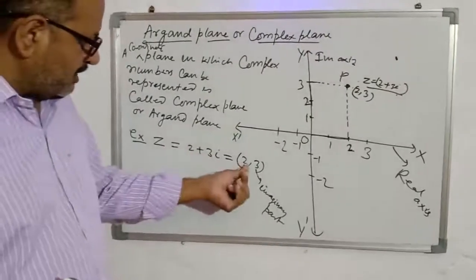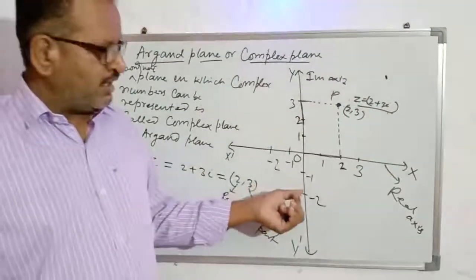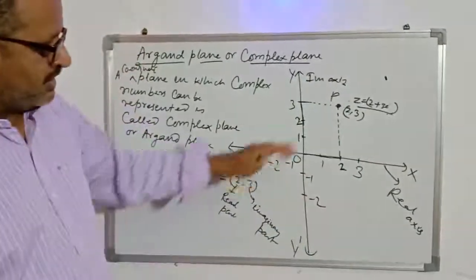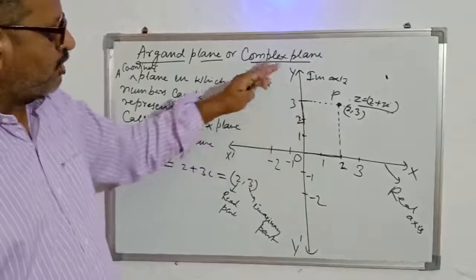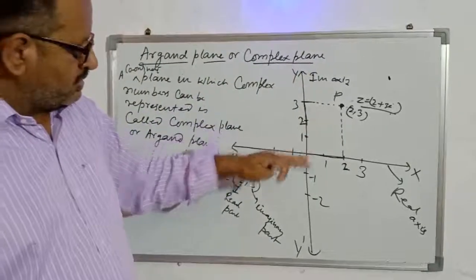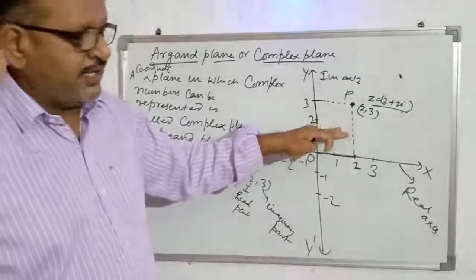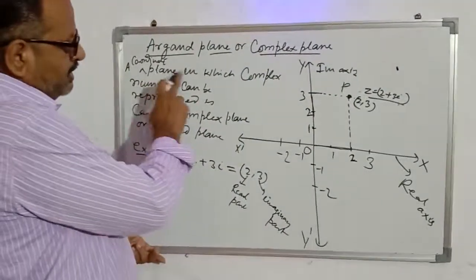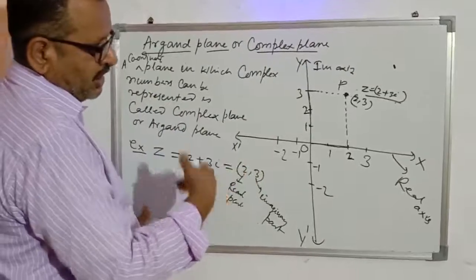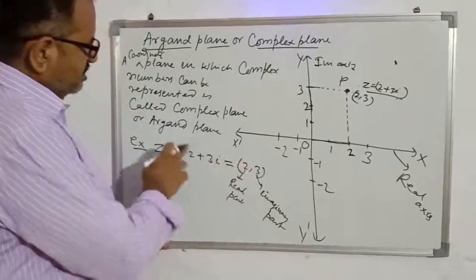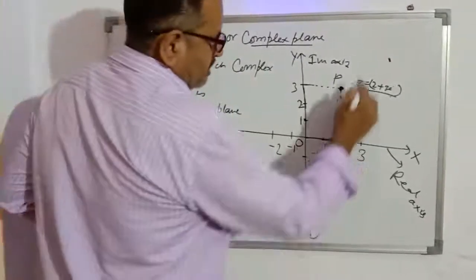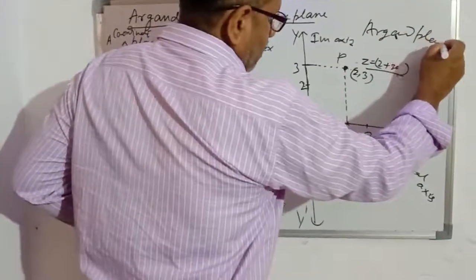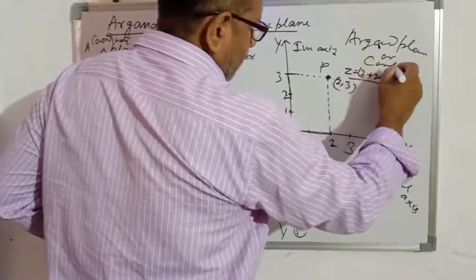The corresponding ordered pair is (2, 3) and you know how we can plot points in the coordinate plane. So this plane is called the complex plane because complex numbers are represented here by the ordered pair. A plane in which complex numbers can be represented is called the Argand plane. So this plane is the Argand plane or complex plane.